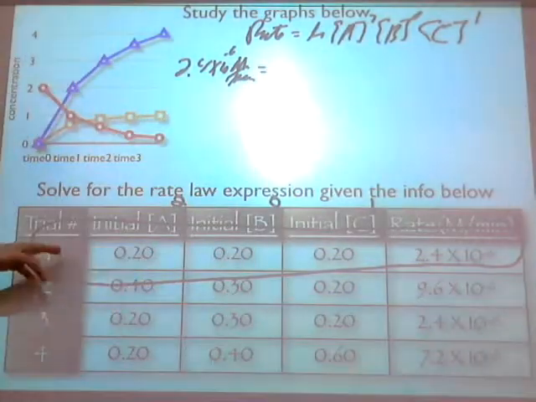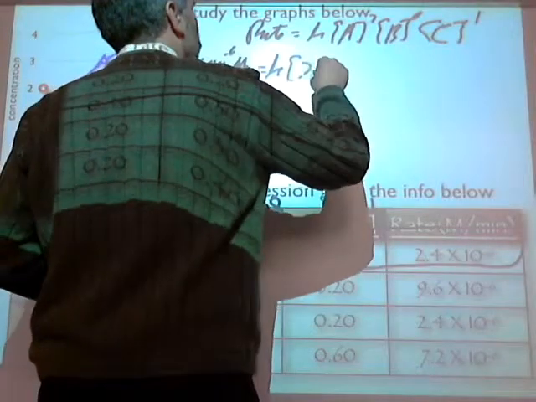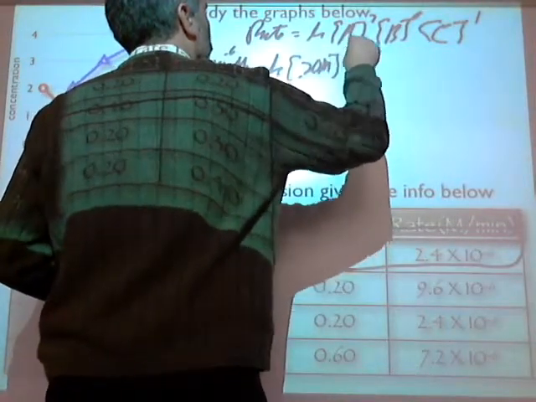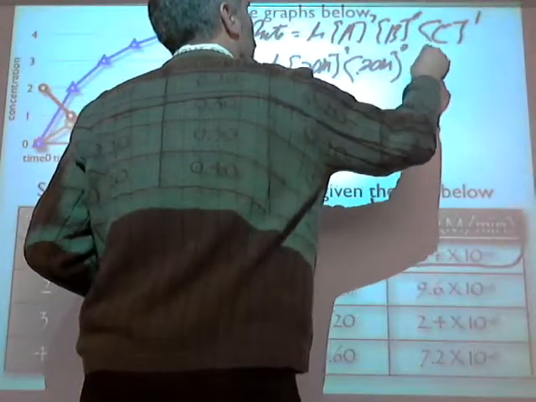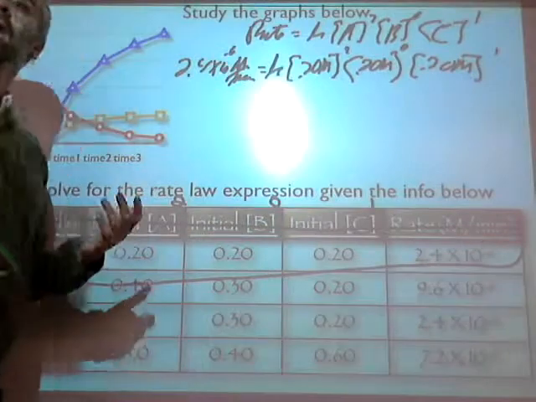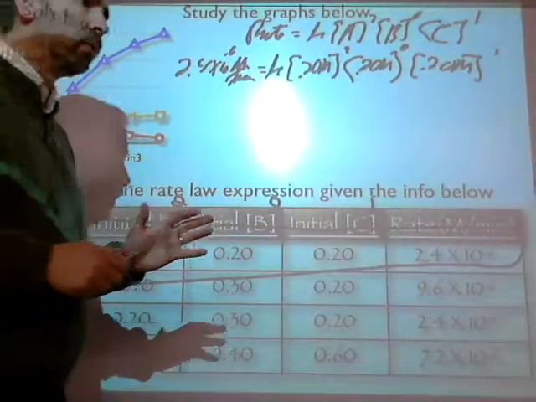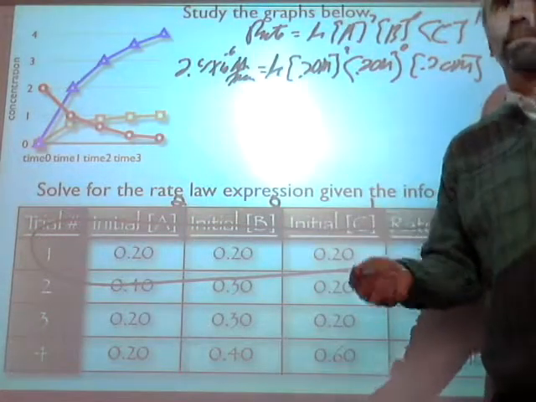K equals... you're all 0.2, that makes it easy. K, 0.20 molar squared, 0.20 molar to the 0 power, and 0.20 molar to the first power. Now here's where your units come in. I know you hate units, all right? I realize they're going to come out ugly, but they're not that ridiculous, all right?